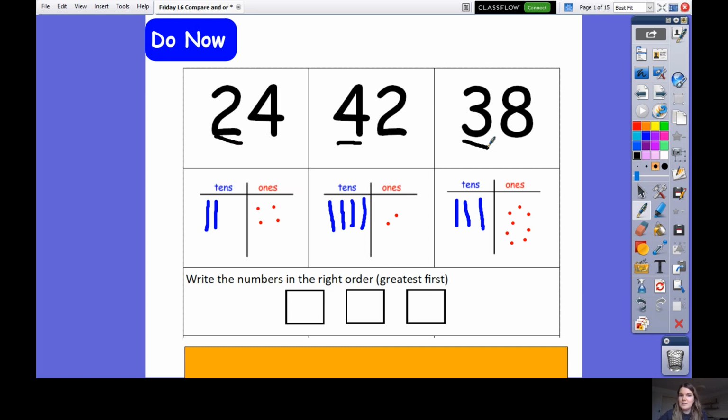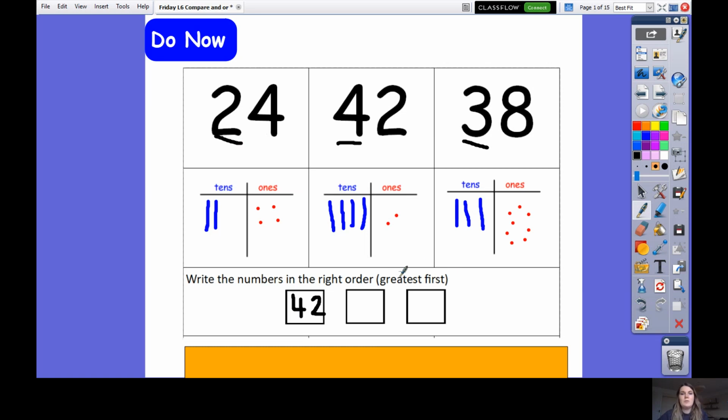So, do we know which is the greatest? What's the greatest? 42. Well done. And why do we know 42 is the greatest? Because 40 is a greater number than 24 and 38.